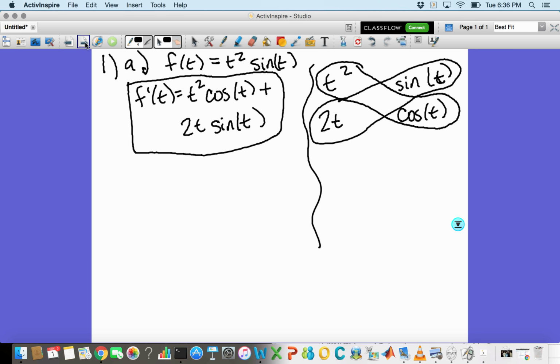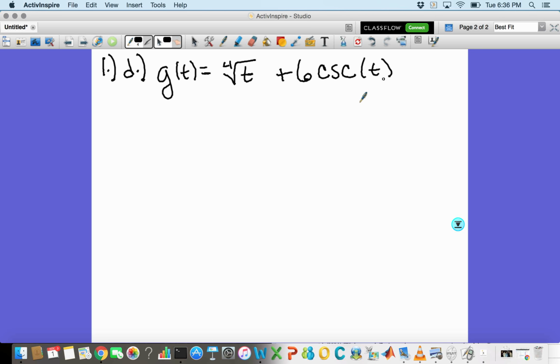Let's see. Number 1, I think 1b was okay. I do want to take a look at 1 part D. So we have g of t is the fourth root of t plus 6 times cosecant of t. Okay, I don't have to use any fancy rules here. I'm just going to have to use rules that we've done in the past.